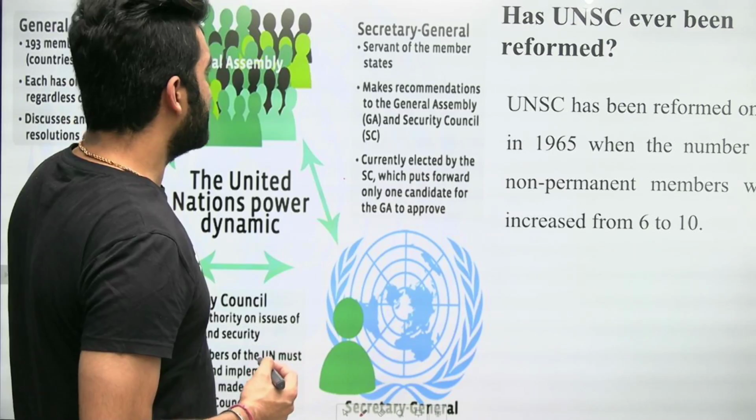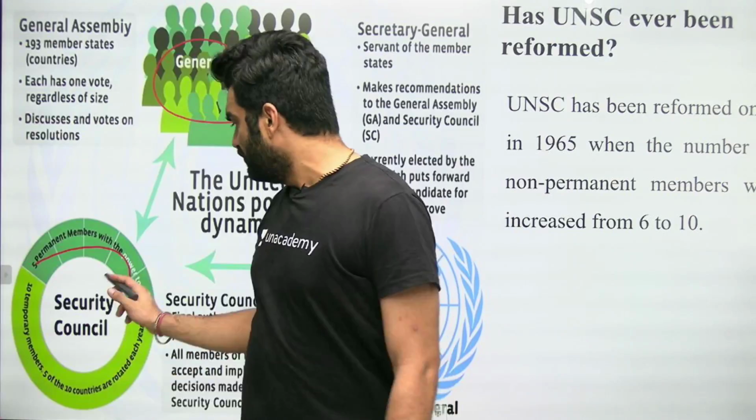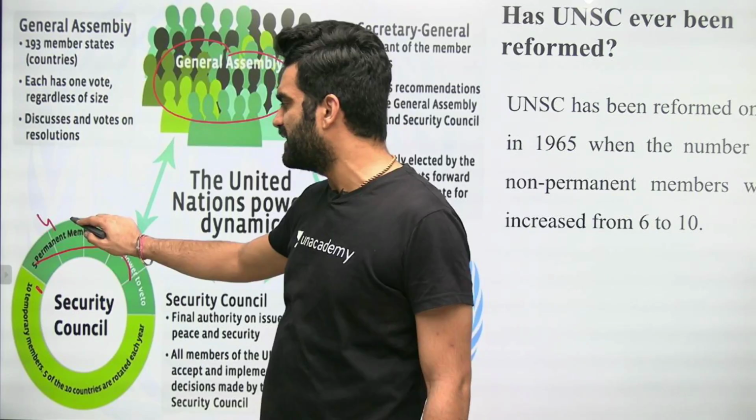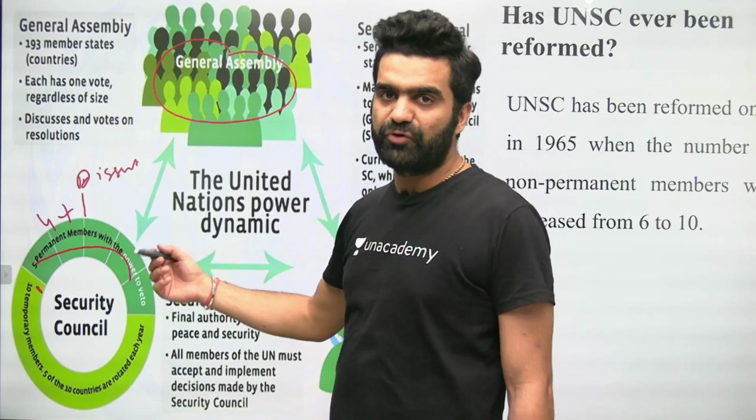Now, this is the structure. First of all, this is the General Assembly. The United Nations power dynamic is this way. The Security Council has 5 permanent members with the power to veto any decision taken by the rest of the 14. If any one member says that it is dissenting, then the decision taken by the remaining 14 would be nullified. This decision would have no value.